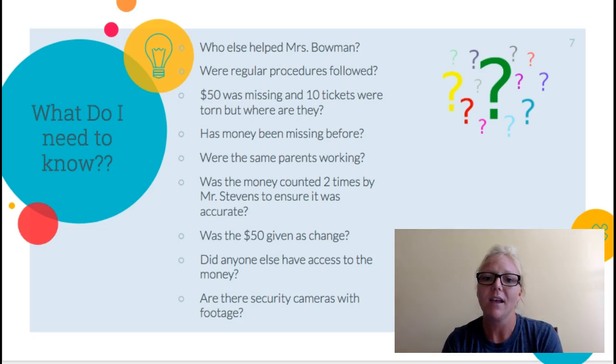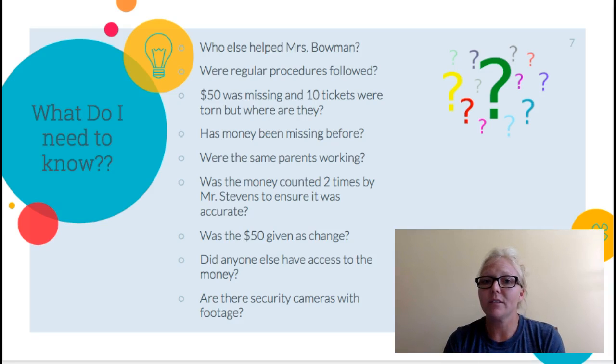I do know that $50 was missing and the 10 tickets were torn. But where are they? Were they just thrown in the trash? What's the procedure for setting those aside and keeping track of those? Has money been missing before? If money has been missing before, was it the same parents that were working at this game?